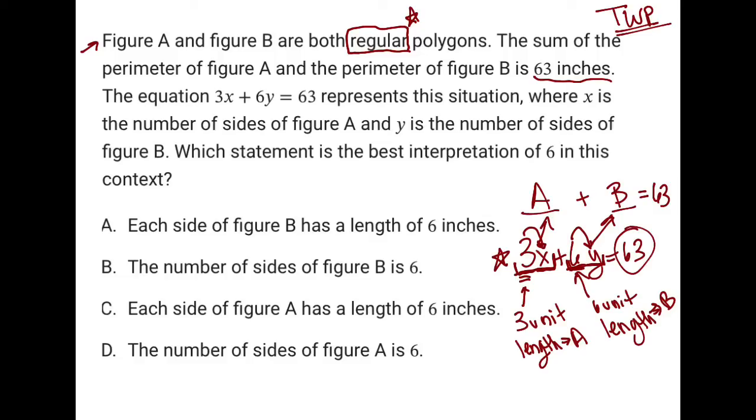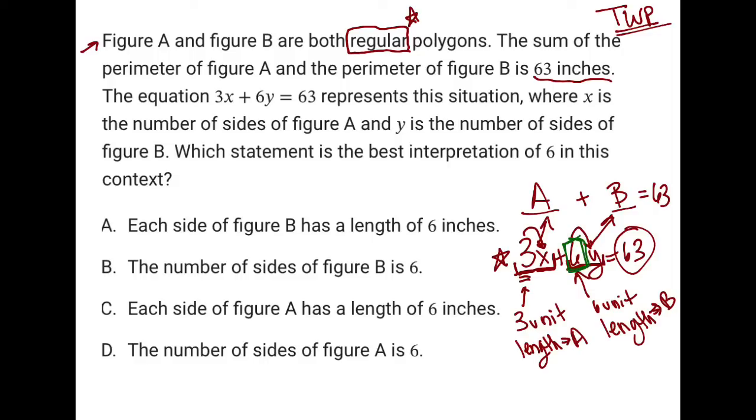So now I'm pretty sure I have a very great understanding of what this equation means. So now I'm going to keep reading. Where x is the number of sides of figure A and y is the number of sides of figure B, which statement is the best interpretation of 6 in this context? Well, 6 has to be the length of each side of figure B. Really, there's no other option there.